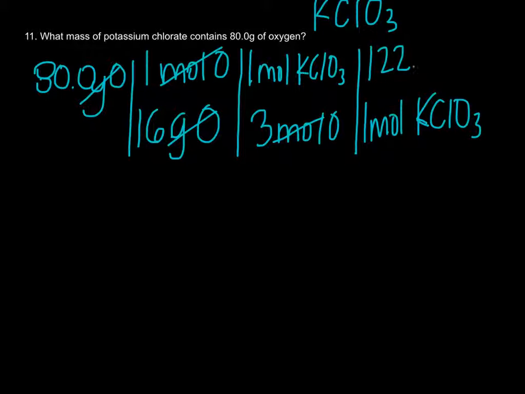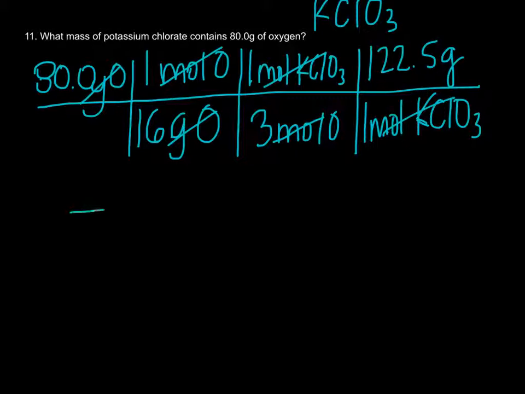which is 122.5 grams. So now our moles of potassium chlorate cancel, so now we're left with grams of potassium chlorate. Put my bottom on. And then once you put that in the calculator, you should get 204 grams of potassium chlorate.